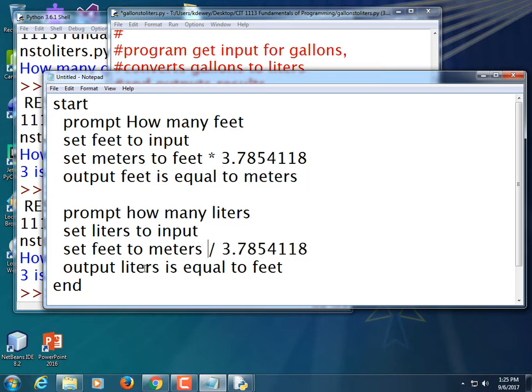Liters to meters. By the way, this is the part you're submitting for the assignment today. This is the in-class assignment, since we're doing it in class. Just saying. Not at home, in class.